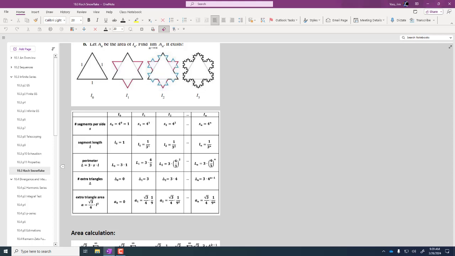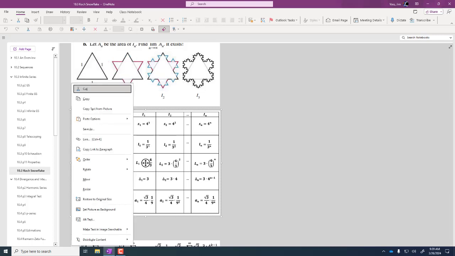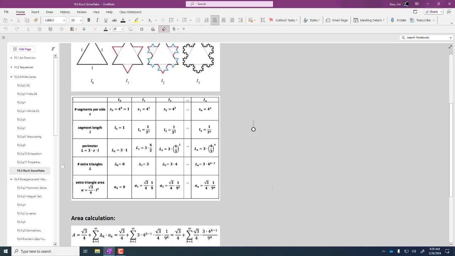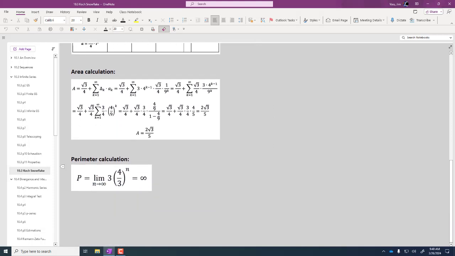And so the side length here is 1. The side length here is going to be 1/3. Each of these little segments is 1/3 of what the original was. So here we're going to have 4/3 as the length of one side. And then we have 3 sides, so 4/3 times 3 would give us the perimeter. So this gives you, I think, a pretty easy way to figure out what the perimeter and what the area is.